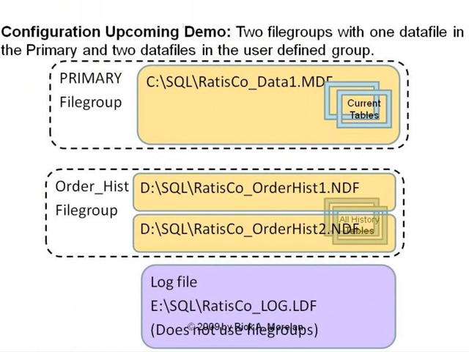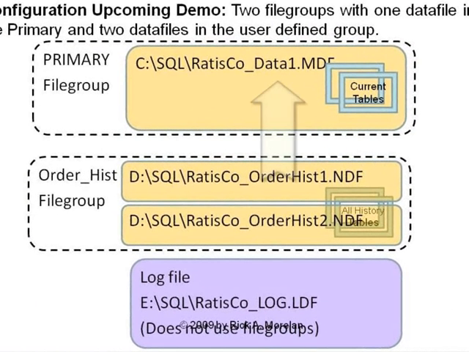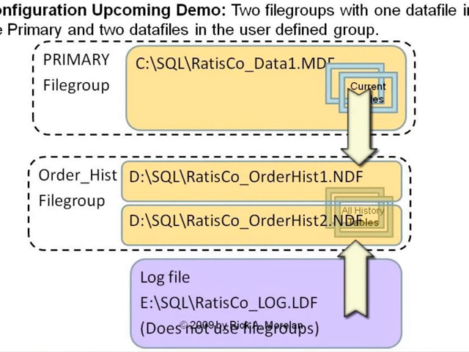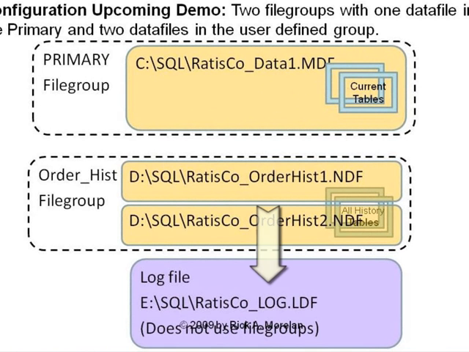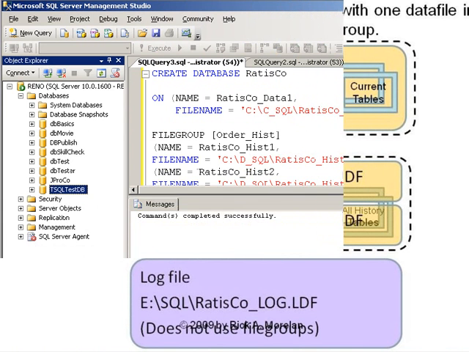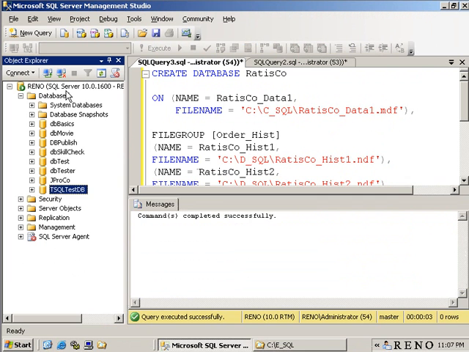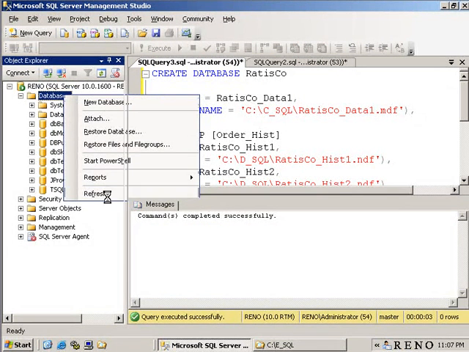Here's a graphical representation of what we've just achieved. We put the MDF file in the primary file group, and we put the two NDFs in their own user-defined file group called order history, and on the E drive, we've got the log file. Let's check Management Studio and see what it says. Let's find our Radisco database and then get its properties.